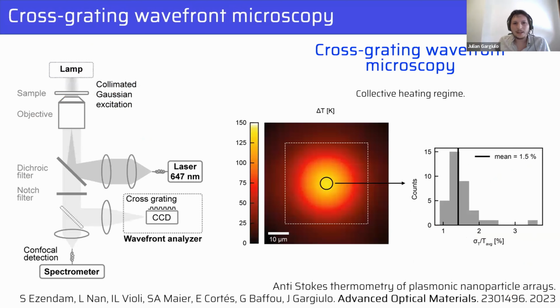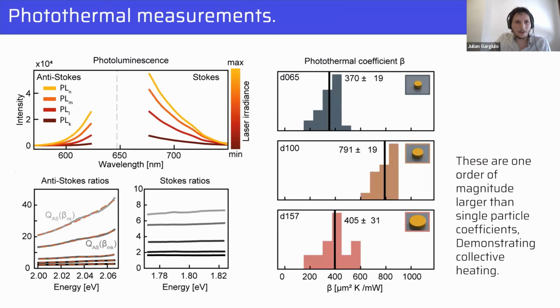And these are the results that we got with the wavefront microscopy. Here in the white box is where the array was, and then you can see this small circle in the center is the area that we used for the anti-Stokes measurements. So we compare the temperature inside that area with the 2 techniques. And well, we did the photothermal measurement in the same way that I described before. We can see that the photothermal coefficient that we got was like 1 order of magnitude larger than what we got for single particles. So this demonstrates that there was like a collective heating effect.